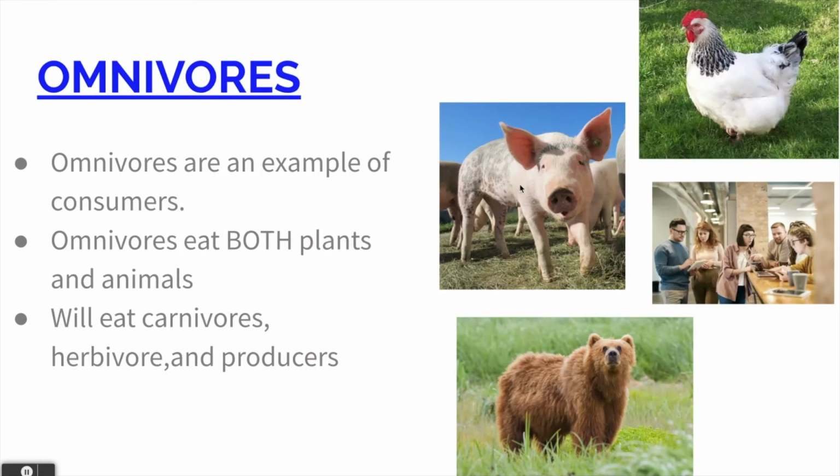And then there are also some consumers that are called omnivores. Omnivores are also consumers. However, omnivores are different because they will eat both plants like grass and flowers and also other animals. Chickens, pigs, bears, and even people are examples of omnivores. These organisms may choose to eat different plants or different vegetables, but they will also eat other meat. These omnivores will eat different carnivores, will probably eat herbivores, and even eat producers.